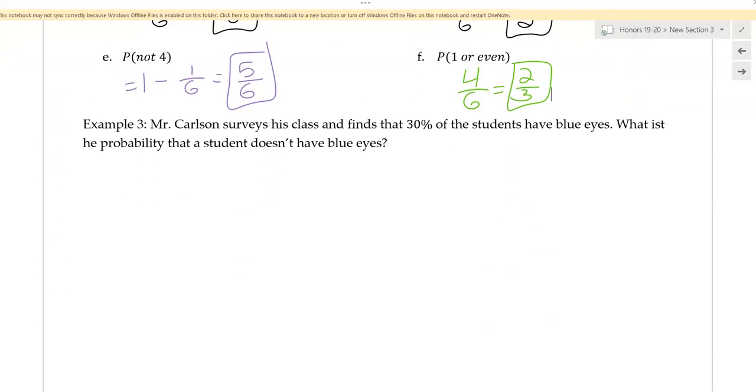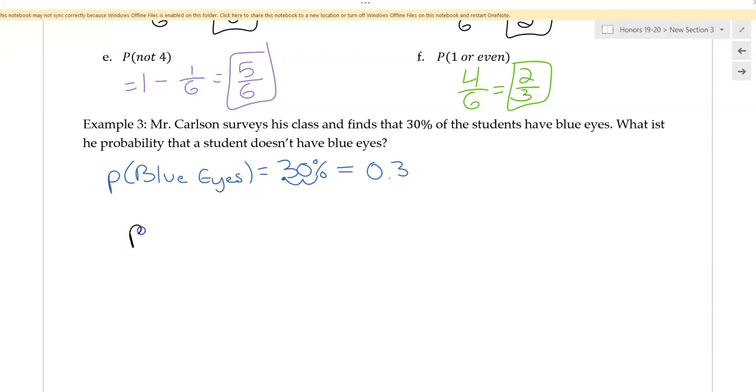Our last example, going back with complements, Mr. Carlson surveys his class and finds that 30% of the students have blue eyes. What is the probability that a student doesn't have blue eyes? Well, the probability of blue eyes equals 30%, which is the same, right? We move that decimal place twice, and we get 0.3.